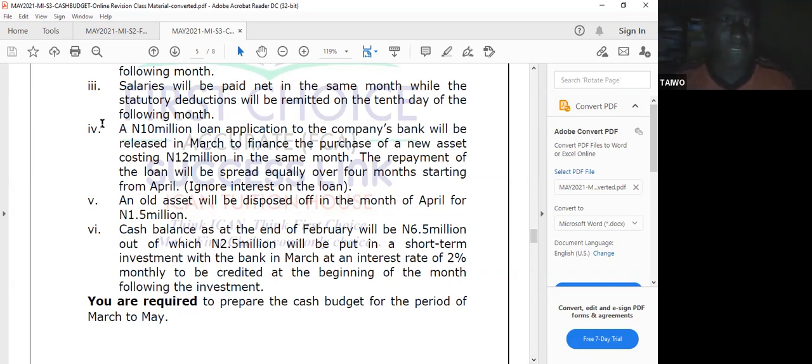Now, the last one is an old asset to be disposed of in the month of April for 1.5 million naira. It means that will come in the month of April, but that will be disposal. The cash balance as at the end of February will be 6.5 million naira, out of which 2.5 million will be put in a short-term investment with the bank in March at an interest rate of 2% monthly, to be credited at the beginning of the month following the investment. You are required to prepare the cash budget for the period of March towards May.